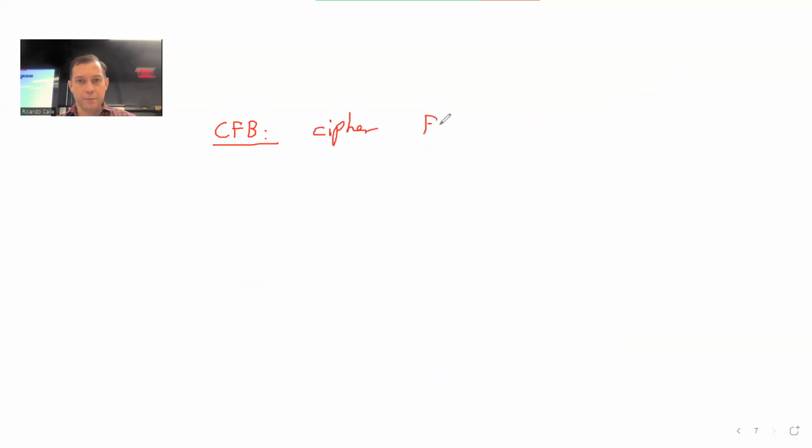Cipher feedback mode. Again, remember, these are not DES or AES. They're just modes of operation, right? How you chain the blocks and the keys and all that. This one also uses an initialization vector, and it's like CBC. So here we start with the initialization vector.